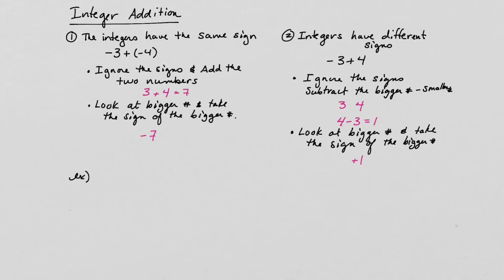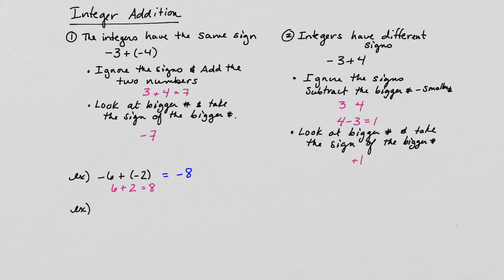So what about -6 plus -2? They're both negative, so I'm going to ignore the signs and add them together. So 6 plus 2 is 8. And then I'm going to look. 6 is the bigger number. 6 was originally negative. So my answer is going to be negative 8.